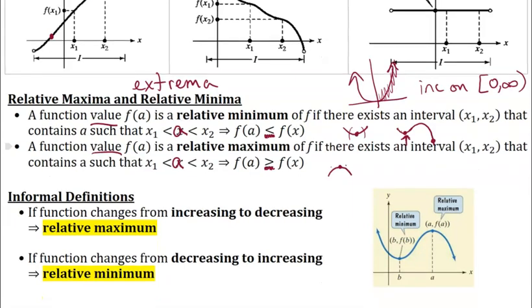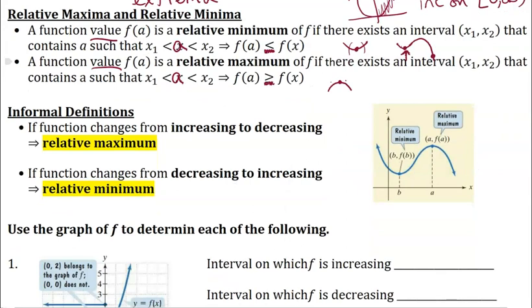That's the output. Okay, and then our informal definitions here, especially if you're looking at a graph, this is an easy way to determine if you have a max or a min. If your function changes from increasing to decreasing, okay, so increasing to decreasing, we have a max.